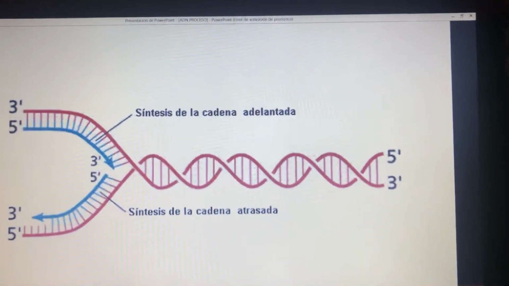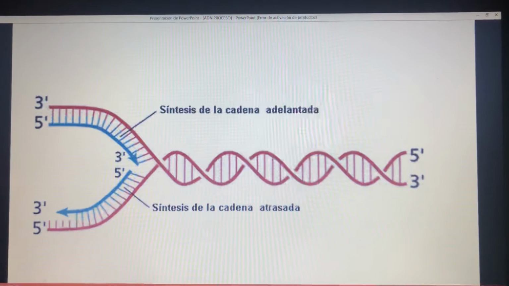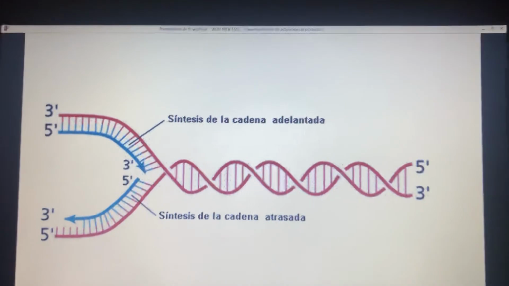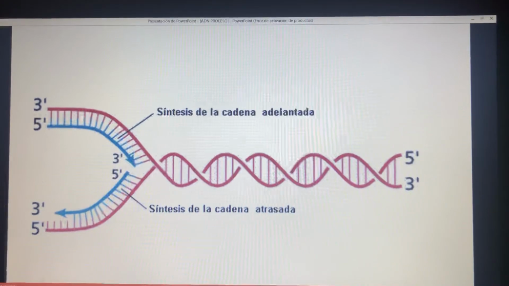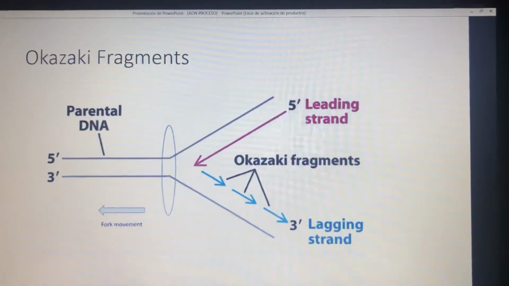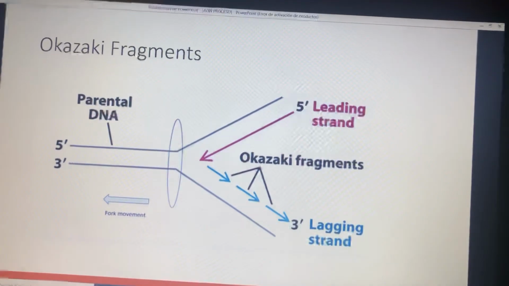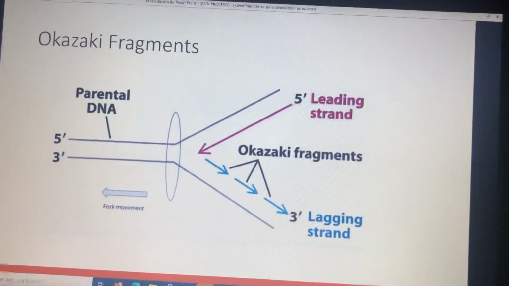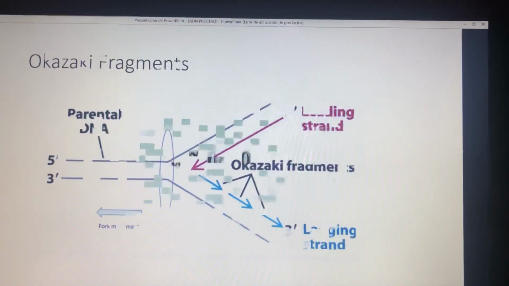The leading strand that goes from 3 to 5 towards the replication fork is produced continuously because DNA polymerase moves in the same direction. The lagging strand, which goes from 5 to 3, is produced in fragments. The small fragments are Okazaki fragments, in honor of the scientist who discovered them. The leading strand needs a single primer. The lagging strand needs a new primer for each of the fragments.